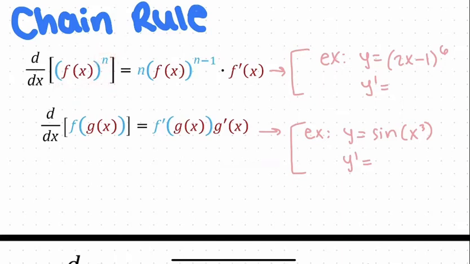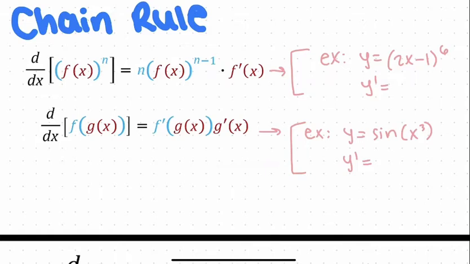So first you're going to take the exponent and multiply it, and then you're going to keep the function the same, and then you're going to subtract the exponent by 1, and then your final step is that you're going to multiply by the derivative of the function.